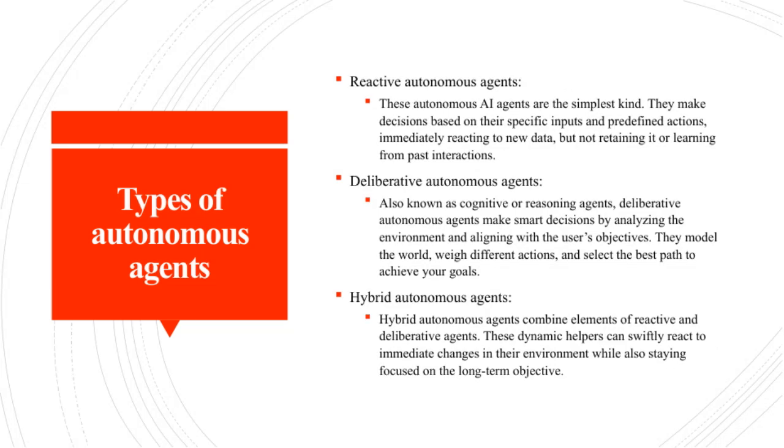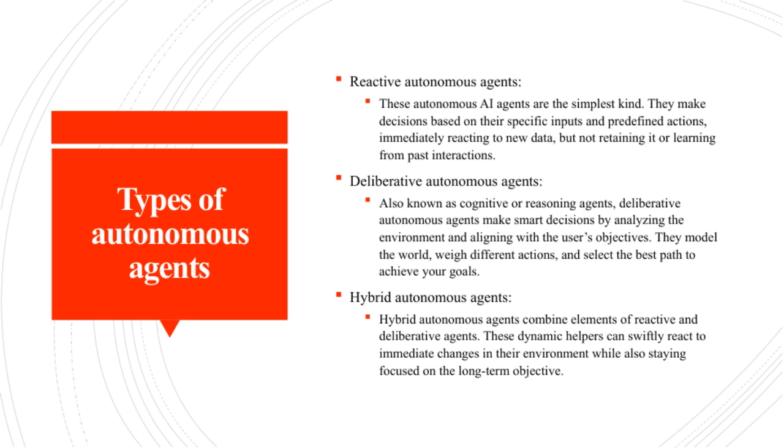Let's take a closer look at the different types of autonomous agents. First, reactive autonomous agents are the simplest kind. They operate by making decisions based solely on their current inputs and predefined actions. They respond immediately to new data, which makes them very fast, but they don't retain any information from past interactions or learn from them. Think of them as reflexes. They react instantly but don't adapt over time.